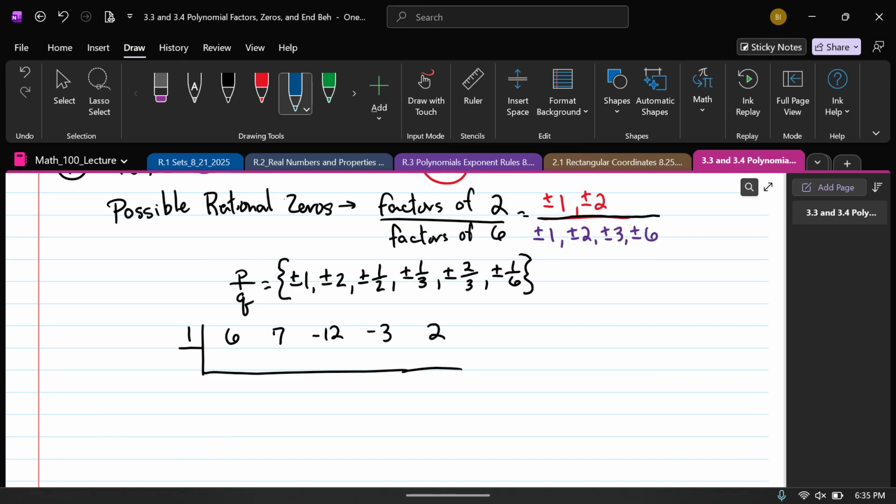Anyway, all right. So we got that in there. Let's run synthetic on that. 6, that's 13. 13 and negative 12 is 1. That's a 1. That's a negative 2. There's a negative 2. There's a 0. Hey, great. So that tells me that x minus 1 is the factor.